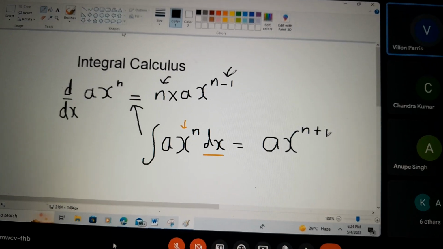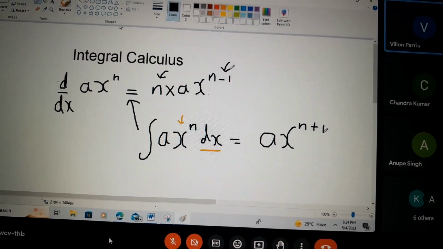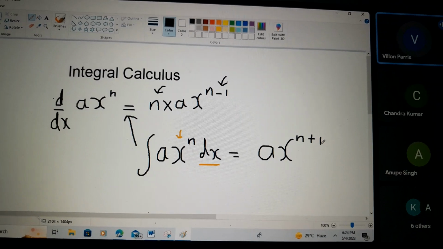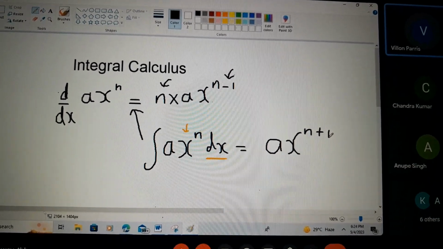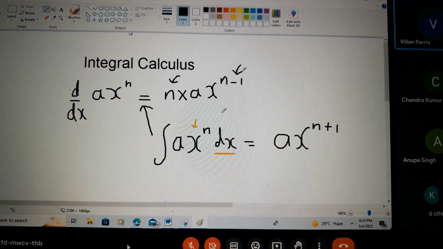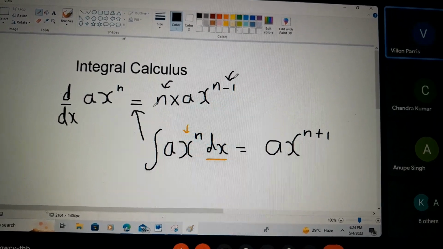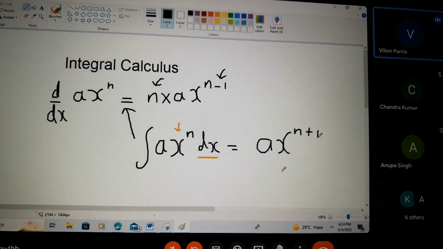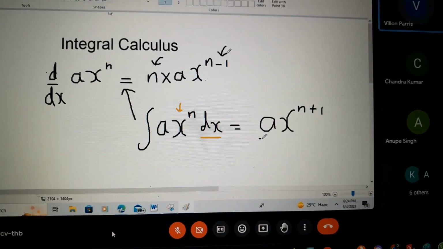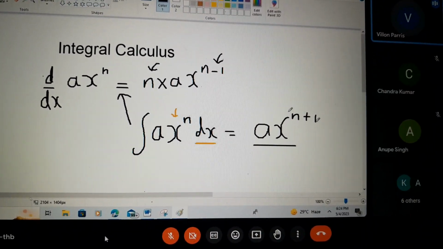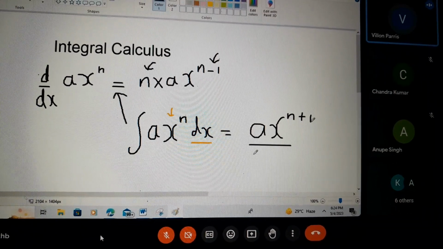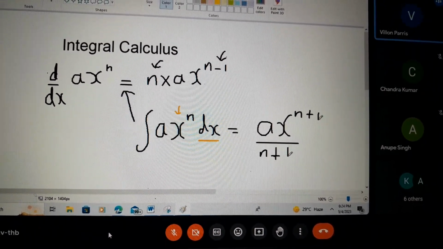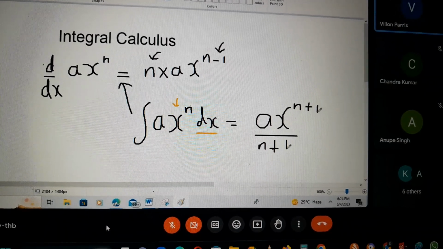Are we good so far? Yes, sir. So when we're integrating, we'll do the opposite. So we'll add 1 to the power, and when we were differentiating, we multiplied. What will we do in this case? We are dividing, but we are dividing by the new power. So my new power would be n plus 1. Is this good with everyone?